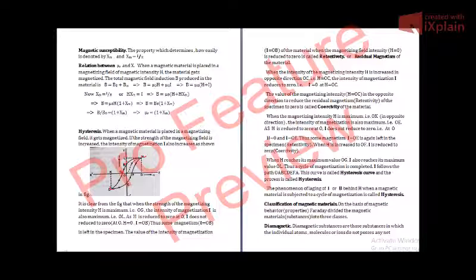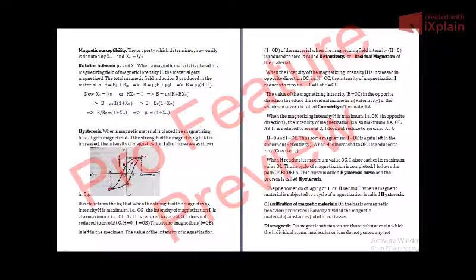Now, what is hysteresis? The phenomenon of lagging of I or B behind H. When a magnetic material is subjected to a cycle of magnetization, it is called hysteresis. This is a cycle of magnetization. It gets magnetized, then demagnetized. So this is called a cycle of magnetization. And we see that I or B lags behind H, or H leads both I and B in this curve. This process is called hysteresis.